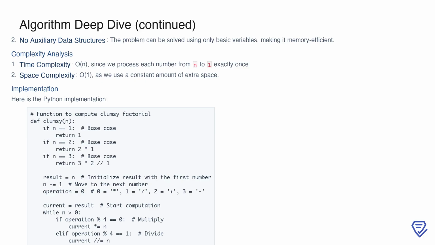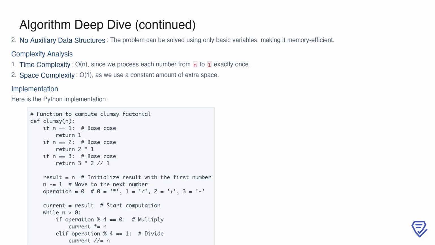To implement the solution, we begin with base cases for small values of n. For instance, if n is 1, we simply return 1, and for n equals 2, the result is 2 * 1 equals 2. For larger values, we initialize the result to n and decrement n to start processing the next number. We also use a variable to track the current operation in the cycle. Multiplication and division are applied directly to the intermediate value, while addition updates the cumulative result, and subtraction either subtracts directly or prepares for the next cycle.